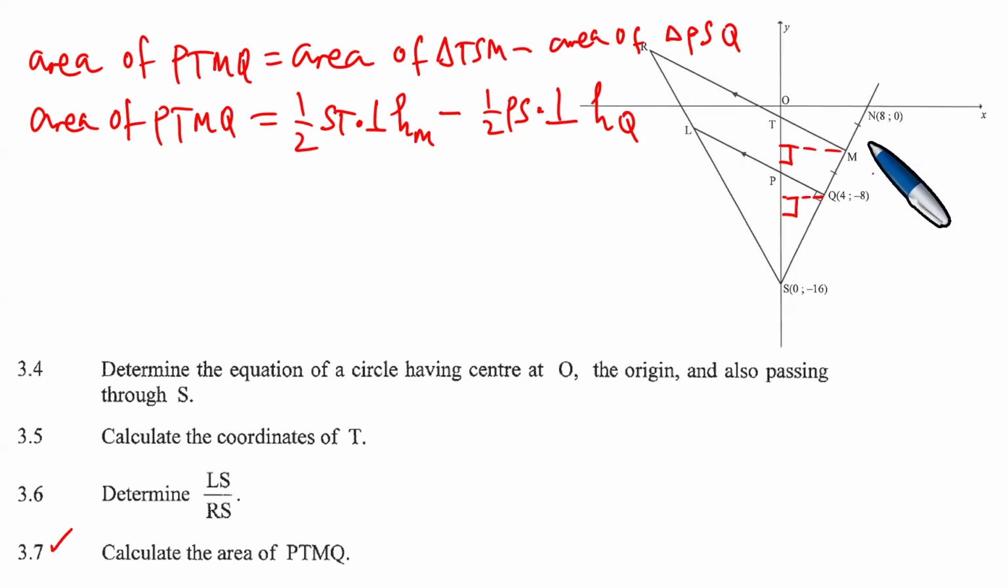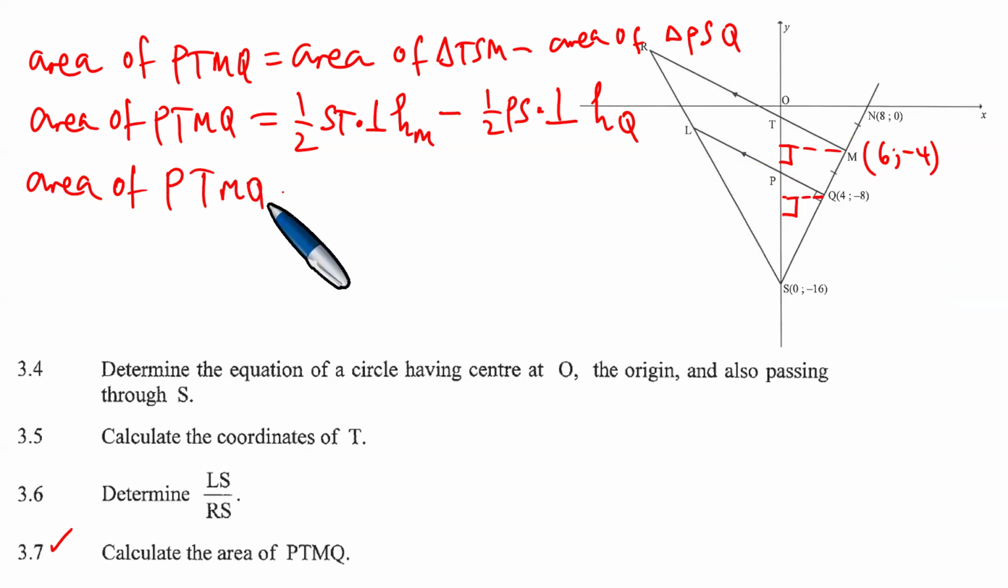There are certain things we know, like the coordinates of M. We've already got the coordinates of M, and we got them to be 6 and -4. Then the area of PTMQ, and this is a trapezium. PTMQ is a trapezium. And what is the base ST?